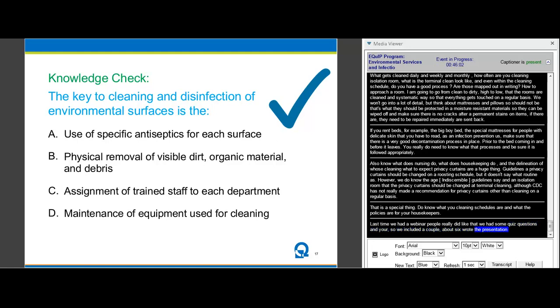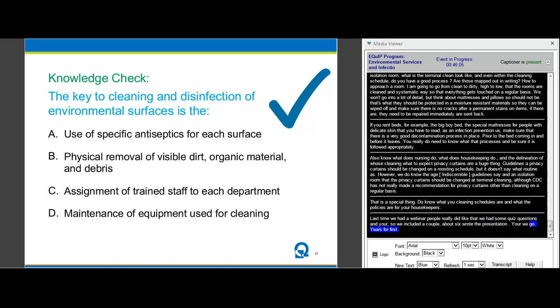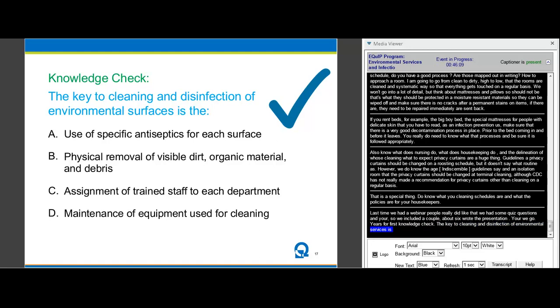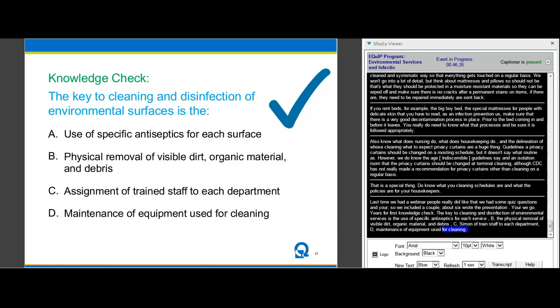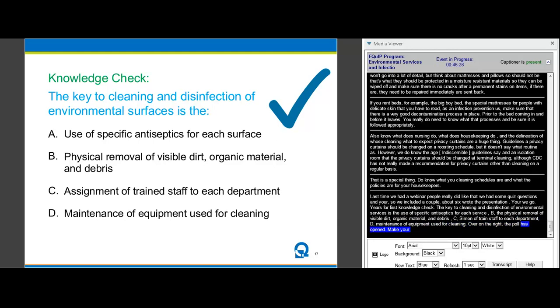The key to cleaning and disinfection of environmental surfaces is A, the use of specific antiseptics for each surface, B, the physical removal of visible dirt, organic material, and debris. C, assignment of trained staff to each department. Or D, the maintenance of equipment used for cleaning. So over on the right, the poll has opened. Make your selection that you think is the right answer to this question.